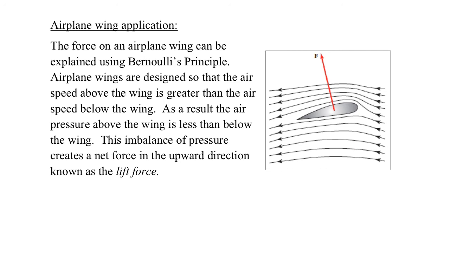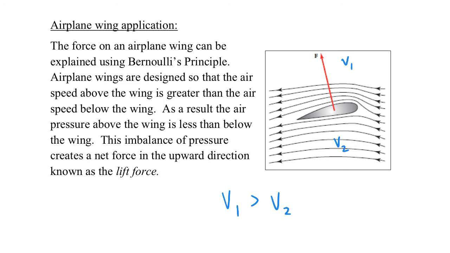This imbalance of pressure creates a net force in the upward direction known as the lift force. So the velocity on the top, the velocity on the bottom, right? The velocity on the top of the wing is greater than the velocity on the bottom of the wing.